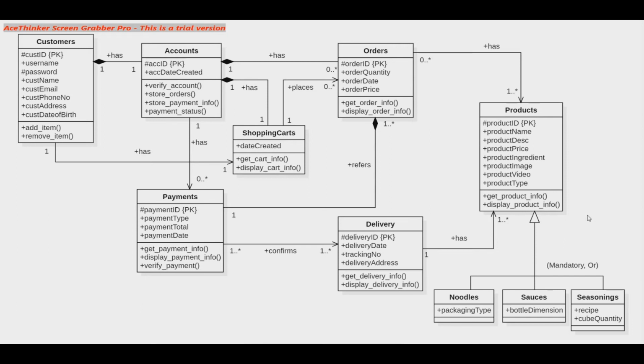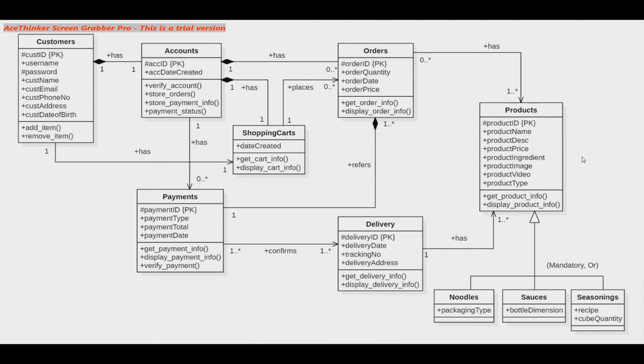This shows all the details in our website. For the product, we provide all of these attributes. The first one is product ID, the PK, short form for primary key, then product name, product description, product price, product ingredient, product image, product video, and also product type. All of these attributes will show on our website.